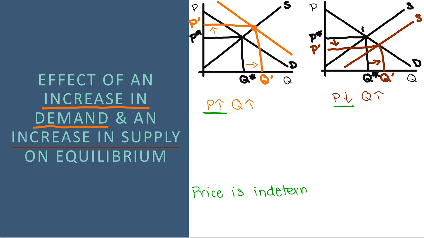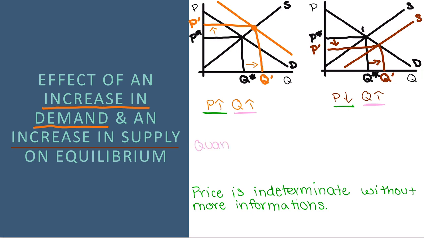It could go up if the demand curve shifts farther than the supply curve. It could go down if the supply curve shifts more than the demand curve. And we'll look at situations where we actually know which curve is shifting the most later. Quantity goes up and it goes up. So quantity will definitely increase.